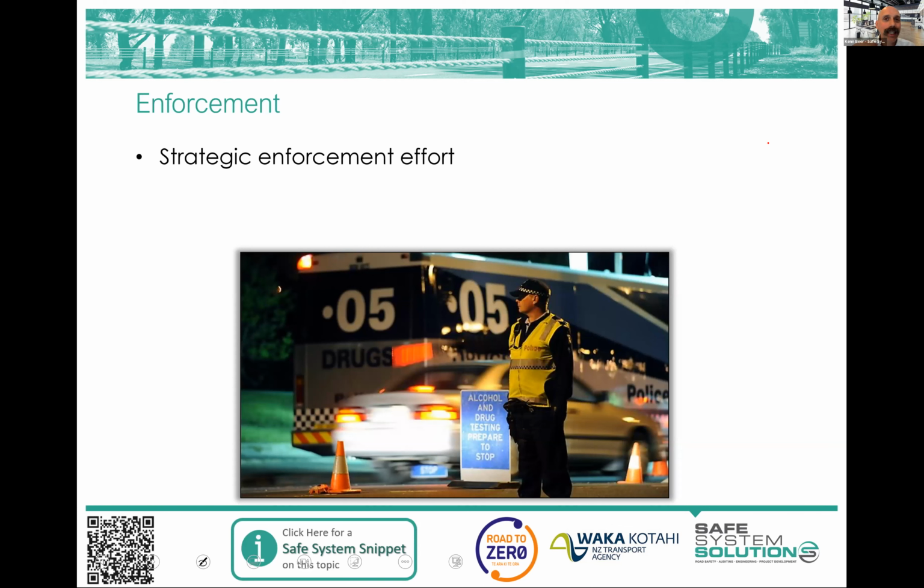Enforcement is not the driver of the big change in road safety. It's a supporting element. And we need to strategically think about how we do that. There's two elements: specific deterrence and general deterrence. I won't go into the details of them, but one is basically, I have been fined for that, I won't do it again. The other is I could be fined for that and I won't.